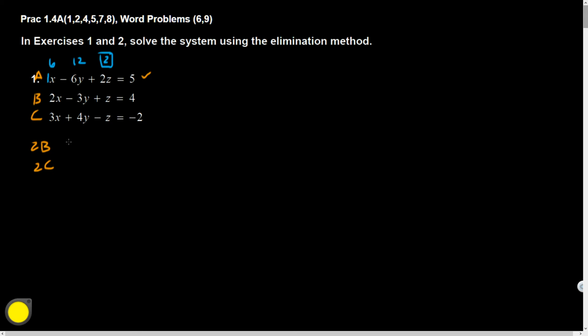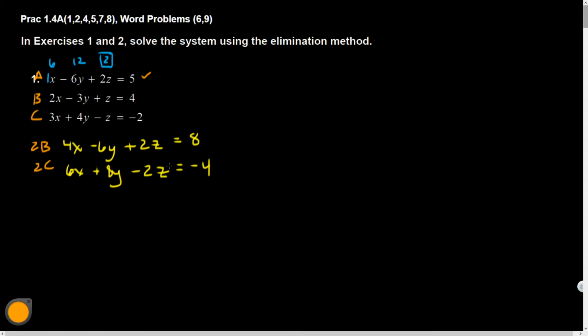So 2 times 2x is 4x, 2 times negative 3y is negative 6y, 2 times z is plus 2z, equals 2 times 4, which is 8. And so yeah, don't forget to multiply the right-hand side of this as well. 2 times 3x is 6x. 2 times 4y is 8y, and minus 2z equals negative 4. Boom!